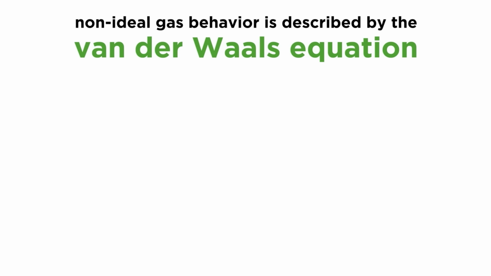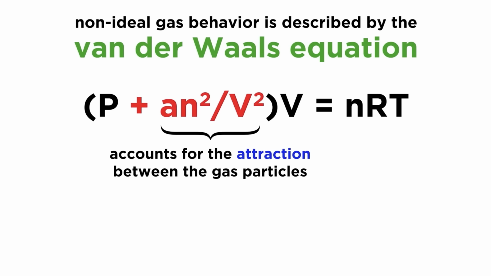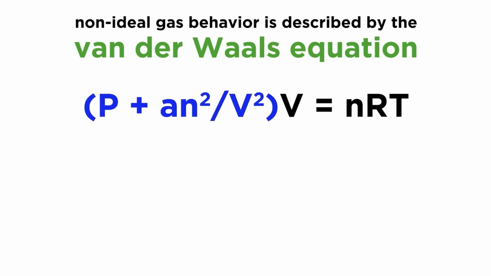Although it is more difficult to describe non-ideal gas behavior in a quantitative way, we can still do so by using the van der Waals equation. This equation is set up just like the ideal gas law, PV equals nRT, but it includes two correction factors. First, we adjust the pressure term with a correction factor associated with the attraction between the particles of a gas. So instead of P, we get the quantity P plus a n squared over V squared.